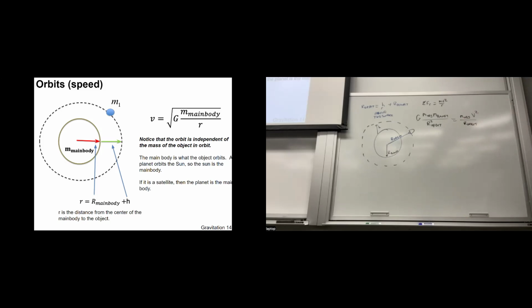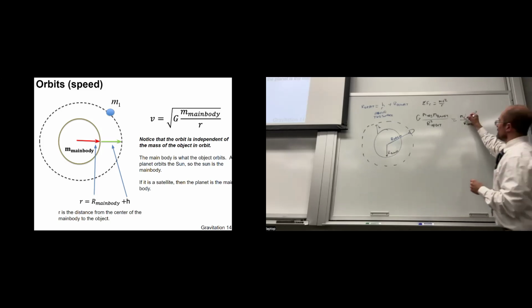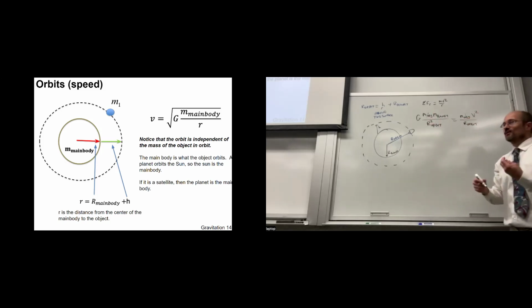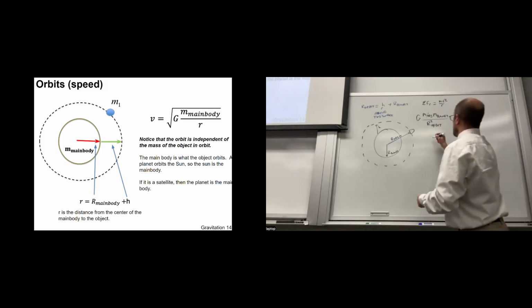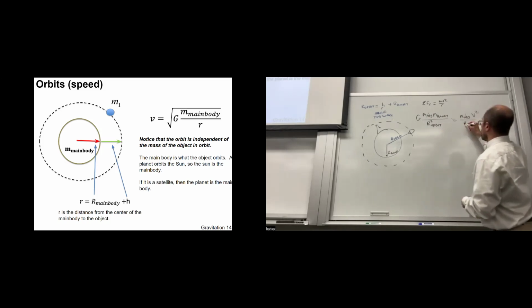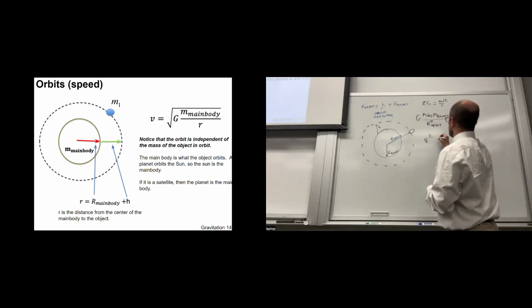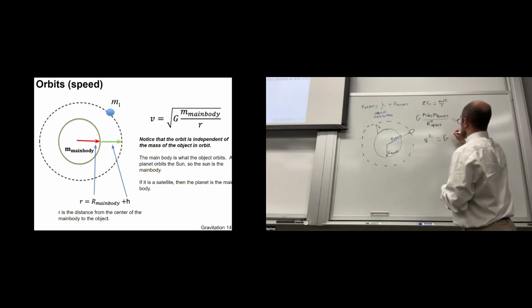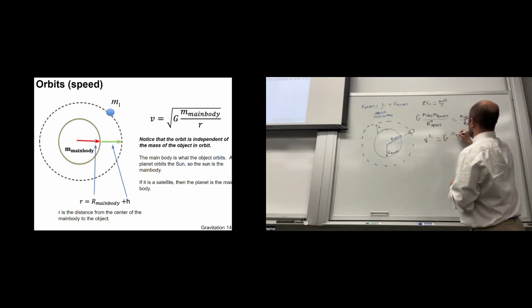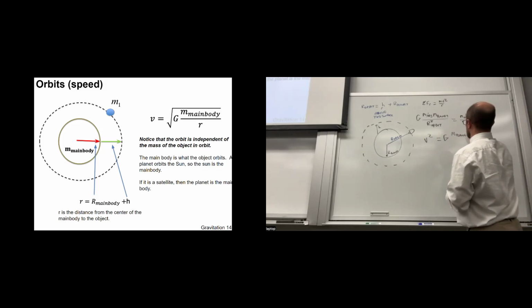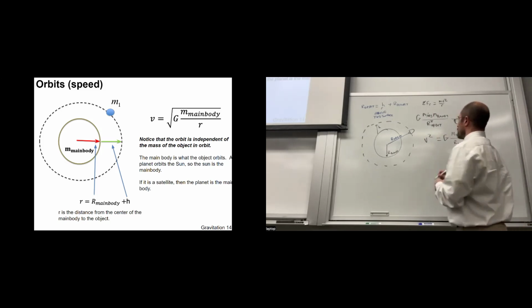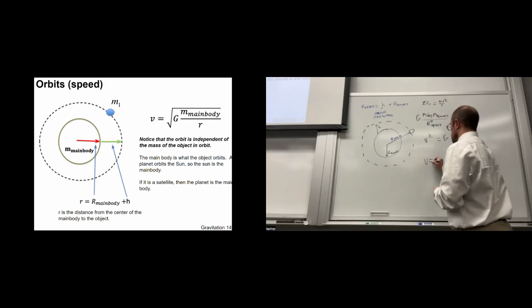So we notice again, in circular motion, the mass of the object moving in the circle doesn't matter. And so what we see then is this r cancels one of these r's, and we see that v squared for our orbit is just big G m of the planet divided by r of the orbit. And then you can take the square root.